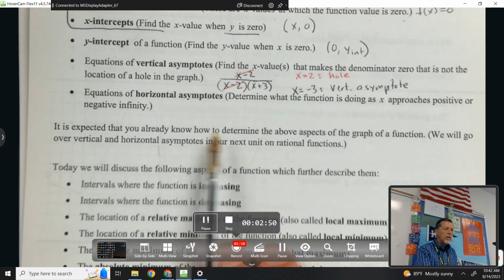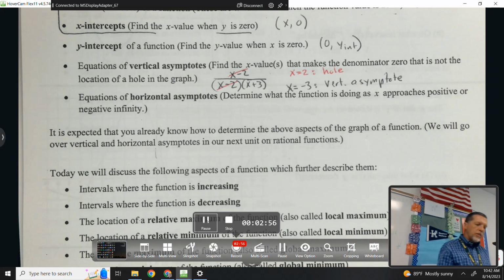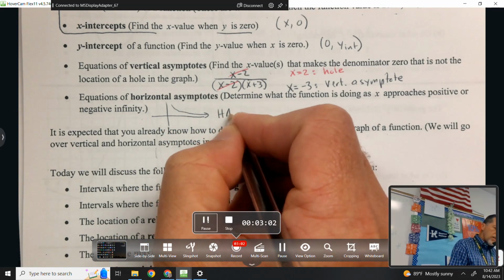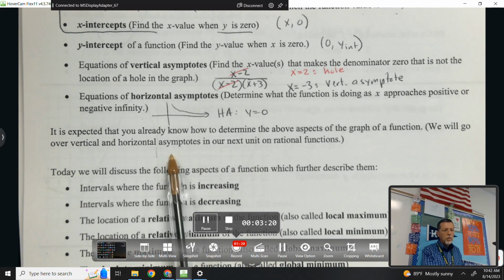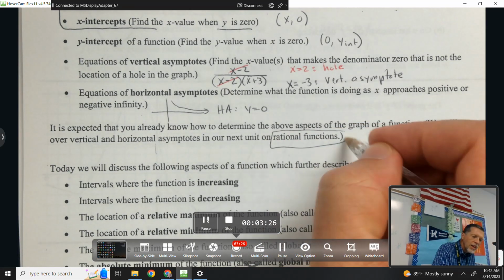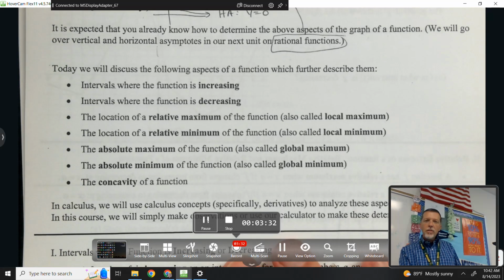Okay. Horizontal asymptotes is what happens when x goes toward positive or negative infinity. So that would have a horizontal asymptote of y equals 0, because as x gets really big, your y value is headed towards 0. It's expected that you already know how to determine all of that stuff. We'll go over them more in detail in the next unit, which is about rational functions, a function that's a ratio. But that's next unit. Let's do easier stuff today.